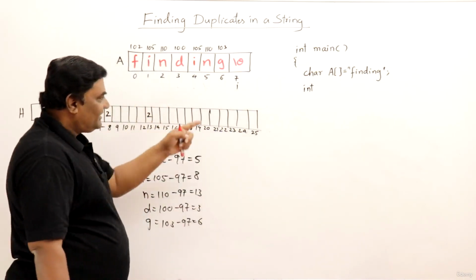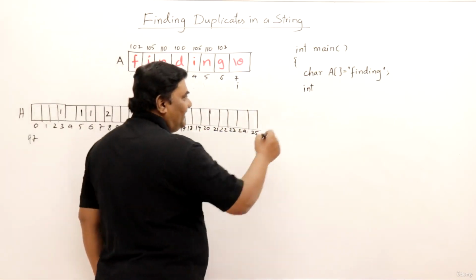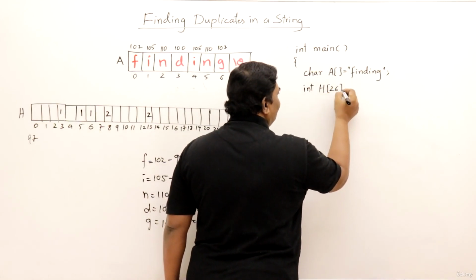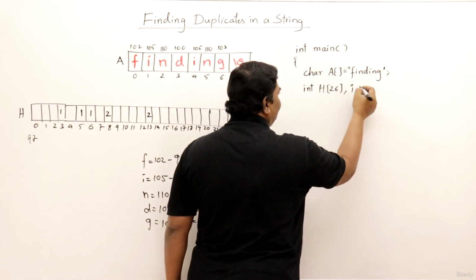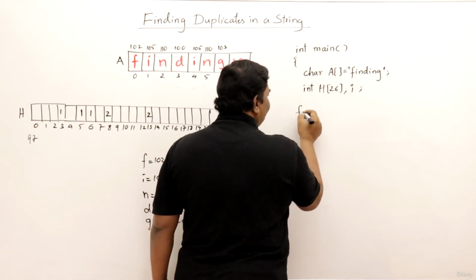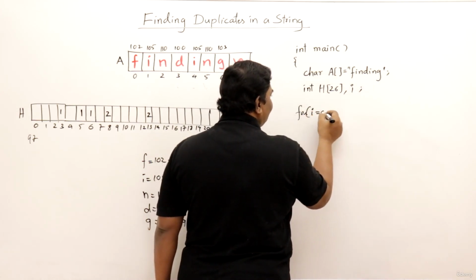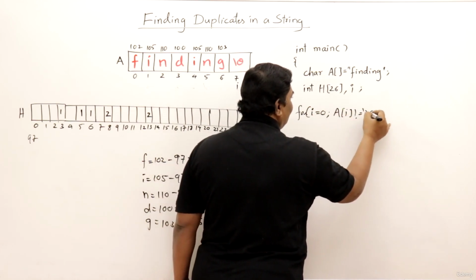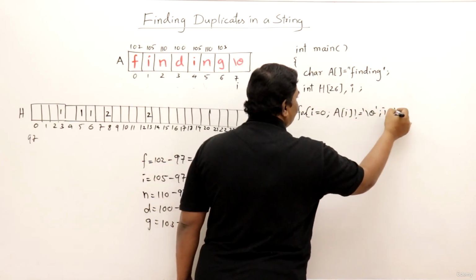So what all we have done, I will write on the same thing here. First of all, I need a hash table H of size 26, and I need i also. Now, using a for loop, I will scan through the string: for i assign 0, A[i] is not equal to the null character, and i plus plus.